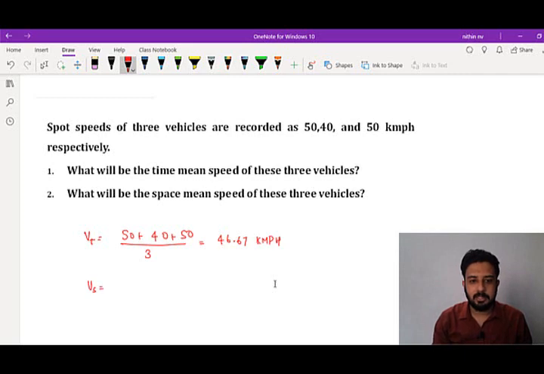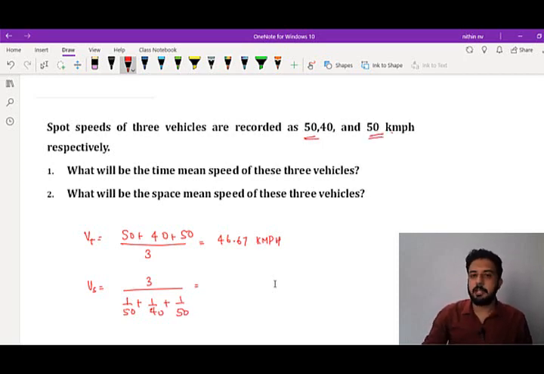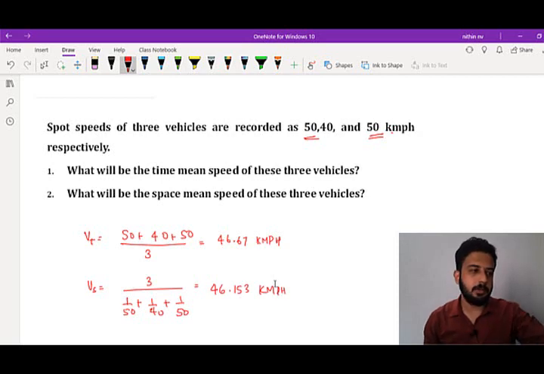Vs will be 3 divided by 1 by 50 plus 1 by 40 plus 1 by 50. See, remember, if they are giving 2 identical values, take it uniquely, okay? Different vehicles they are. Yes, 46.153 kmph, right? See, in GATE exam and all, to save time, 1 by 50 plus 1 by 50, you directly calculate 2 by 50 plus 1 by 40 like that.